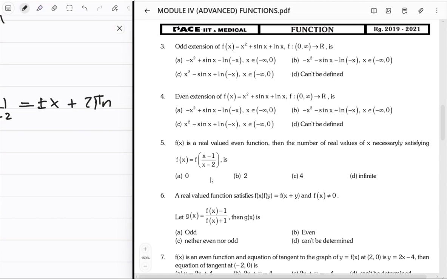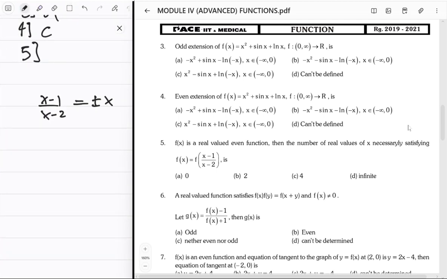What if it's periodic? Number of real values of x necessarily satisfying. Oh wait, necessarily. I guess that just means the minimum number of values that will satisfy. So maybe that's what it means, because necessarily. Okay, that should be good. So if it's even, then at least this must happen: whenever (x minus 1) upon (x minus 2) is equal to plus minus x, this works.